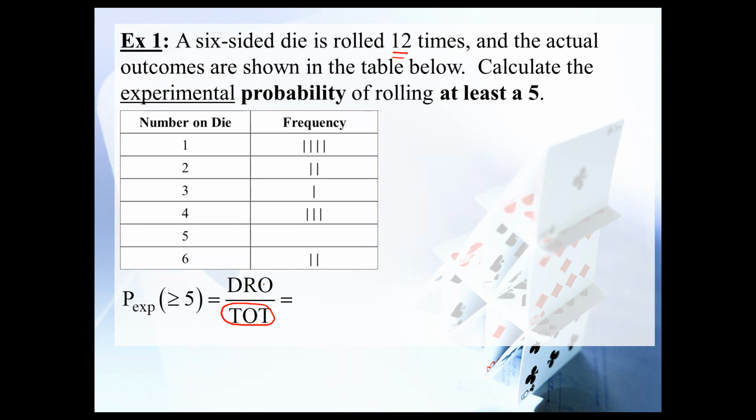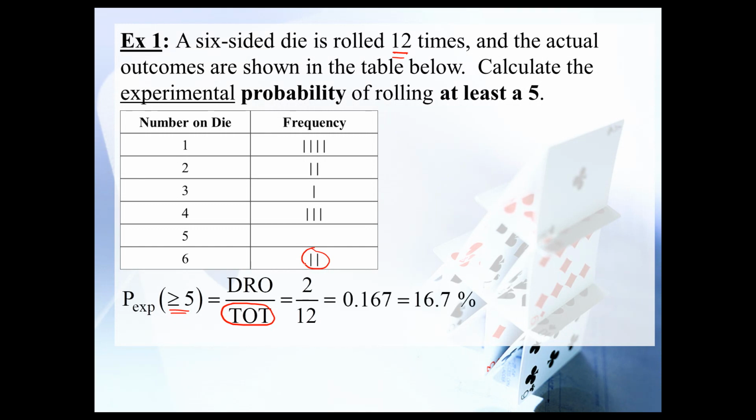And how many times did I actually get a number that was greater than or equal to 5? Well, I only got it twice. I didn't get a 5 at all, and I only got a 6 twice. So this would be 2 divided by 12. So the 12 times I actually performed the experiment, I only got my desired result twice.